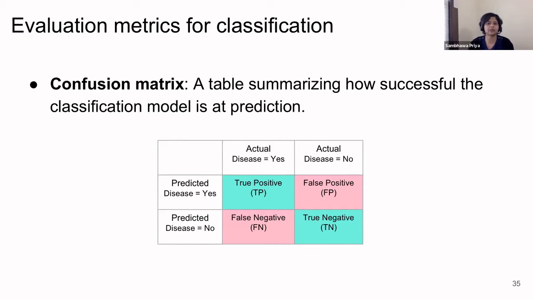The false positives are when the prediction is yes, but they don't actually have the disease. And this is also known as the type 1 error. And then there's false negatives where we predict no, but they actually do have the disease.